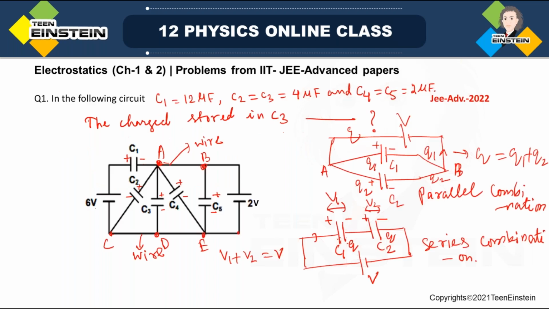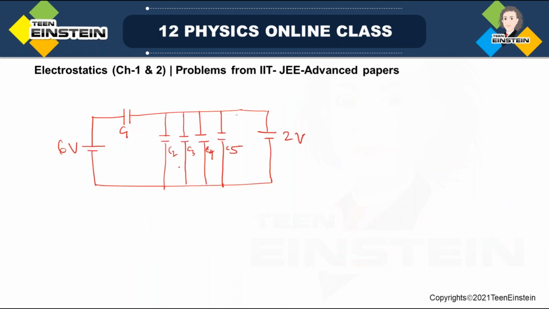So these are all parallel. Look, their positive terminal is at this point A, and I say this is D. So in between A and D, all of them are between A and D. This point is A for all of them. And this is D for all of them because this is a conducting wire.